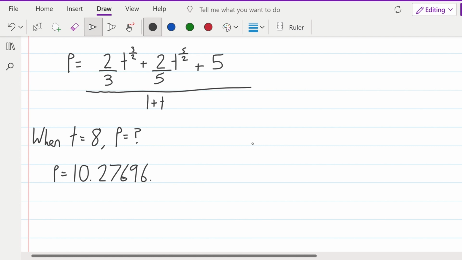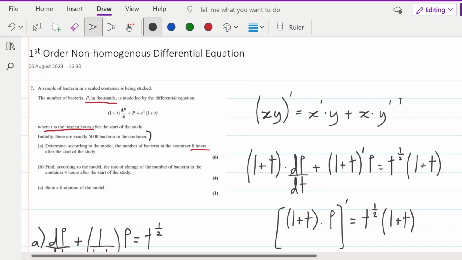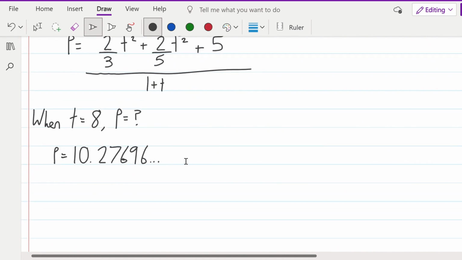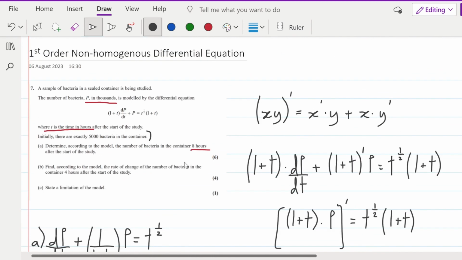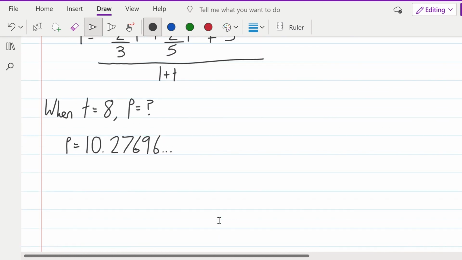Because if you remember before, p is the number in thousands. So it's 10.276 thousand bacteria. And the question is asking for the number of bacteria, not the number of thousands. So actually, you have to times this number by 1,000. And just to say it quickly, 10,276.96, whatever. I personally would just round this to 3SF.